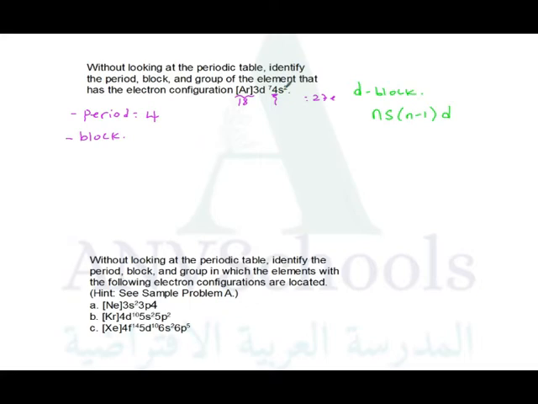So can this satisfy this arrangement? If the last two obey this pattern, we can say it is d. Look, n, the last shell, is 4. Here it is 4s2. 4 minus 1 is 3. Here it is 3d7. So it obeys this rule, so it is d block. The block is d block.